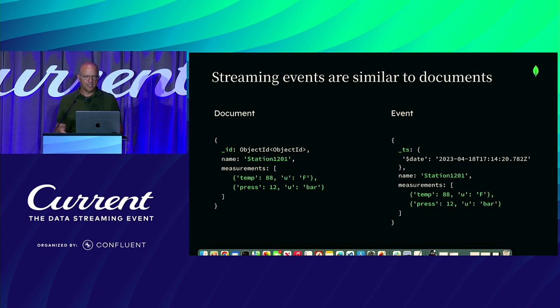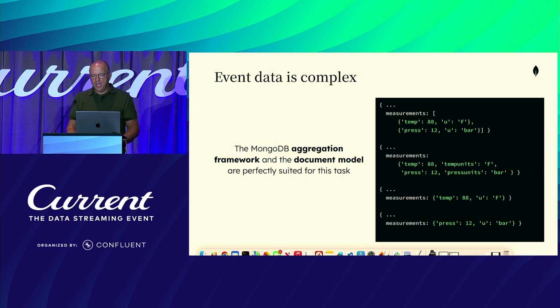So again, this is just an example document here. On the left-hand side, we have an underscore ID, which is our primary key in MongoDB. But if you look at an event, say this is a temperature measurement here, you'll notice that it has a timestamp. So they're very similar. And of course, it's JSON, and lots of people like JSON. So this is where the similarities lie, a lot of similarities here. And event data can get complex, and with our MongoDB aggregation framework, we can easily query this kind of data.